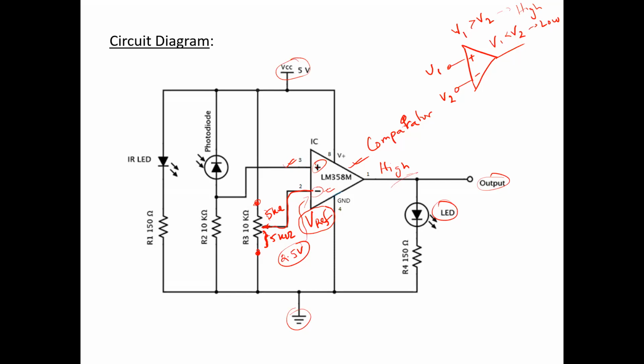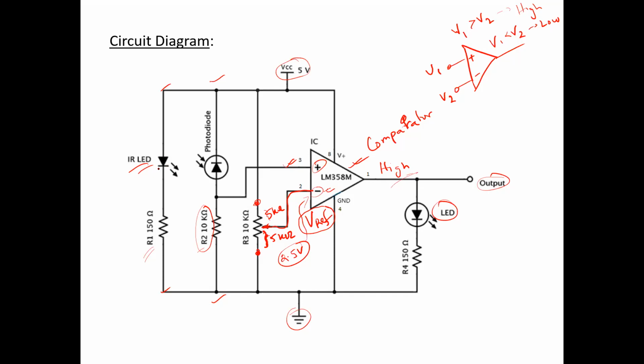Now, the input for the non-inverting terminal is actually coming from this branch. This branch contains a photodiode and a resistor. And the input that is going to terminal 3, the non-inverting terminal, is the voltage drop across this 10K resistor. Now, apart from that, there is another branch which contains the IR LED and a series resistor. As the IR LED is connected with the 5-volt supply, it will continuously radiate infrared rays.